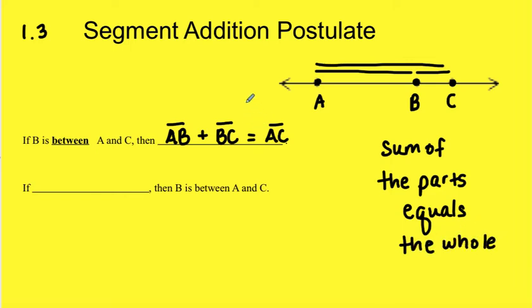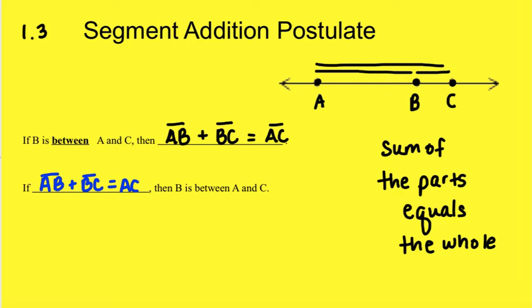Now, another thing that we can say is we can flip this statement around. Instead of saying if B is between A and C, then AB plus BC equals AC, I could flip that around and say, if AB plus BC equals AC, well then B would have to be between A and C. And when I say between, you got to be really careful. It doesn't necessarily mean that it's in the exact middle.